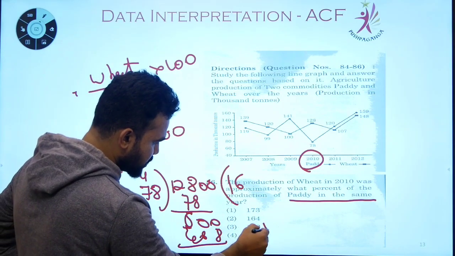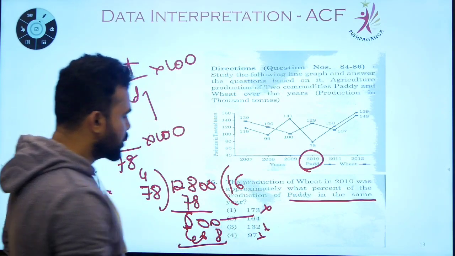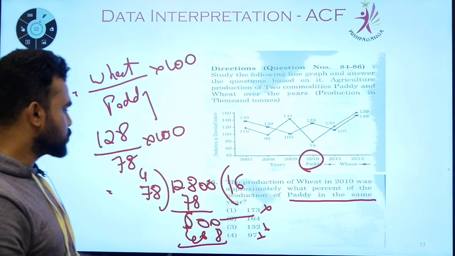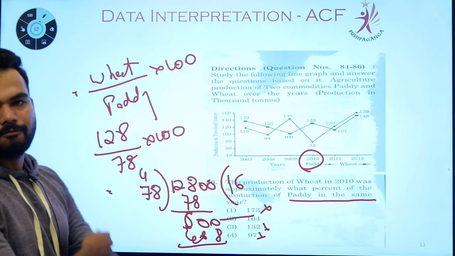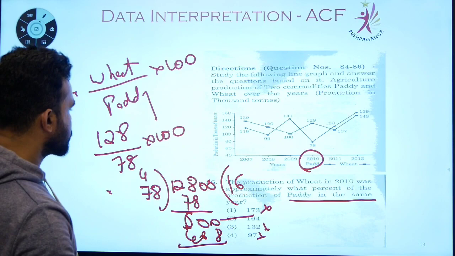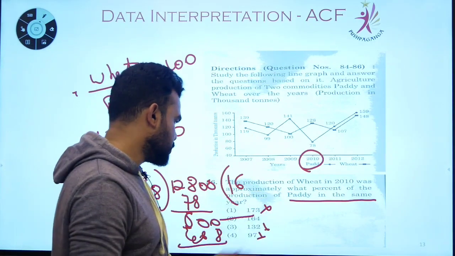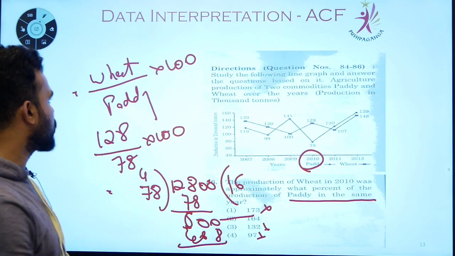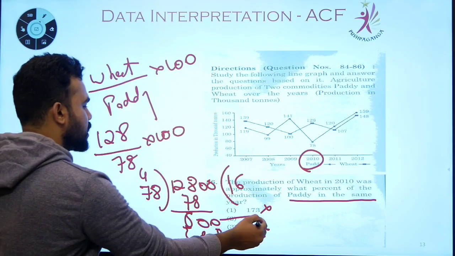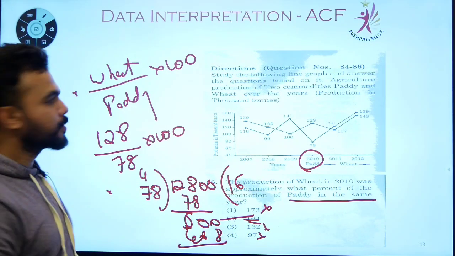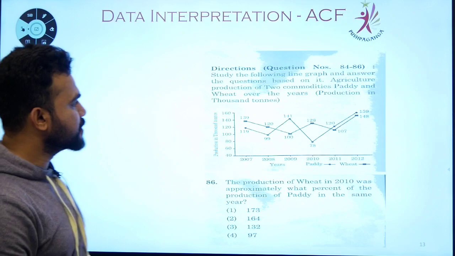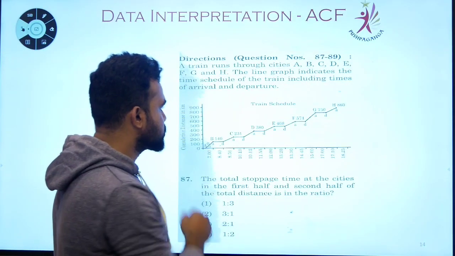This cannot be possible, this cannot be possible, this can be possible. No need to solve the whole thing completely. So we can go with 164 as the answer for this. The production is approximately 164 percent. The answer is 164. Now let's go with the next type of question.